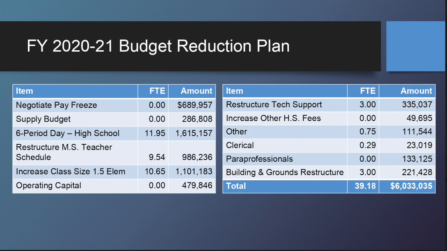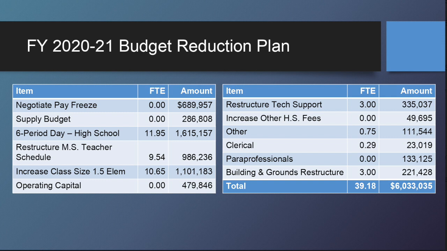It's proposed to have a one-time underspending of operating capital of nearly $480,000, which affects nearly every category. With this plan, we'll see a restructuring of technology with a savings of $335,000 and 3 FTEs. Increasing high school fees includes increases in parking fees, graduation fees, and gate admissions.